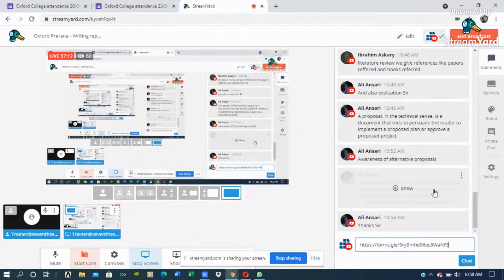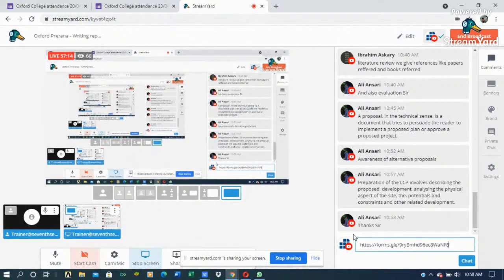Preparation of the LCP. Okay, got a response describing the proposed development, analyzing the physical aspect of site potential constraints.